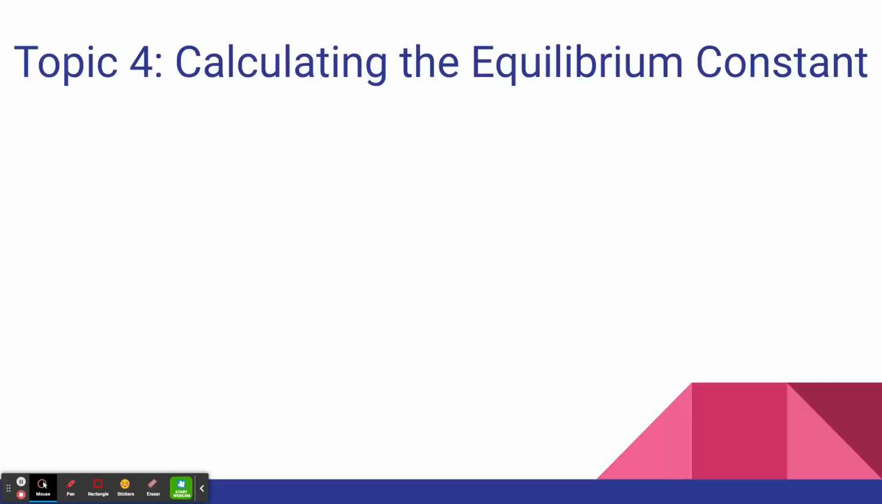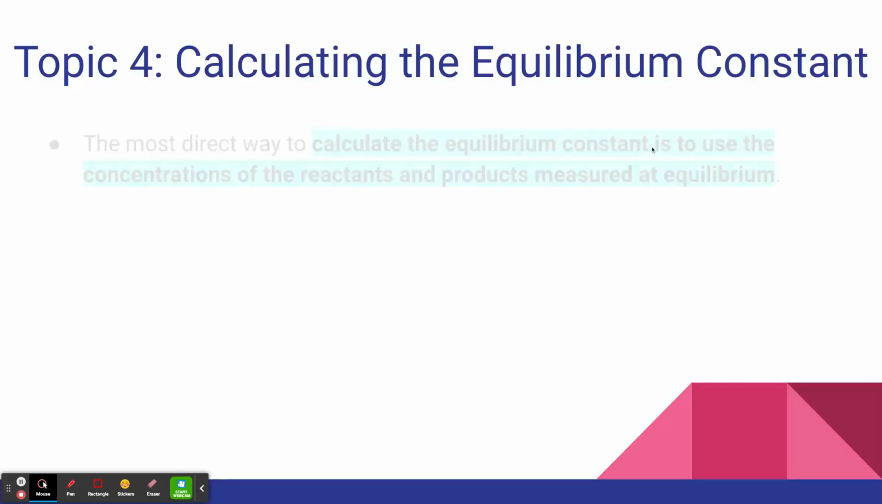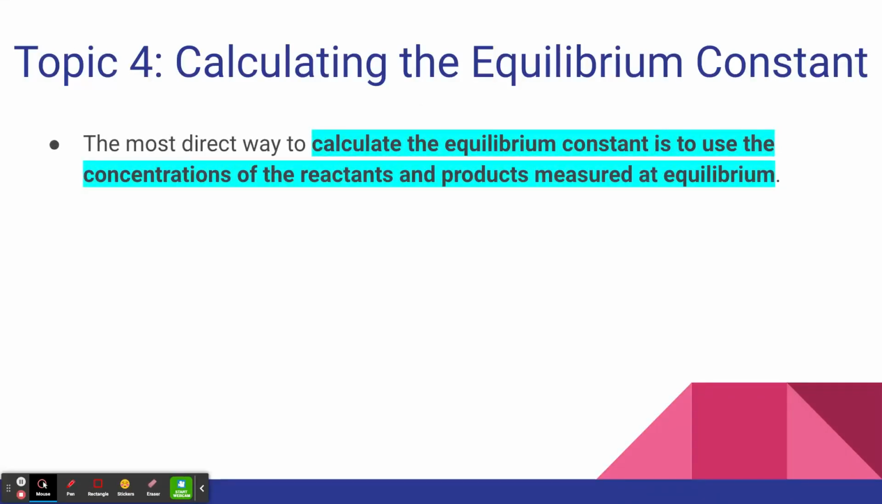Today, guys, we're going to be talking about how we calculate the equilibrium constant. So as you know, thus far, we've only been writing the equilibrium constant in terms of its algebraic expression, right? Well, today we're going to go through and actually calculate and get a finite number for it, okay? So the most direct way to calculate the equilibrium constant is to use the concentrations of the reactants and products measured obviously at equilibrium, okay?